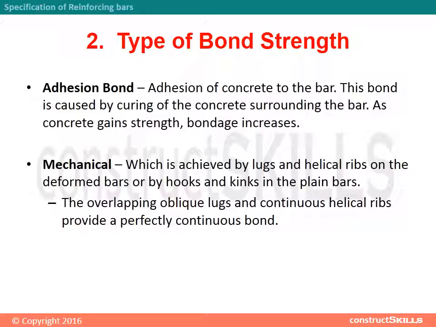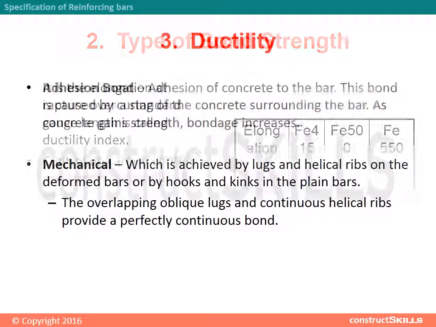Mechanical bond is achieved by lugs and helical ribs on the deformed bars or by hooks and kinks in the plain bars. The overlapping oblique lugs and continuous helical ribs provide a perfectly continuous bond.